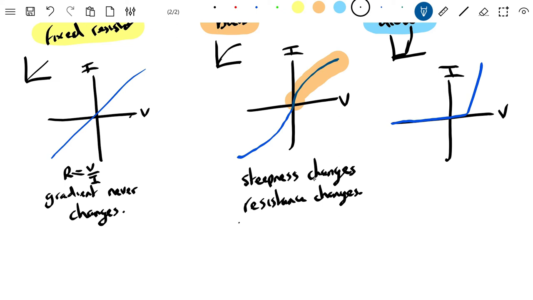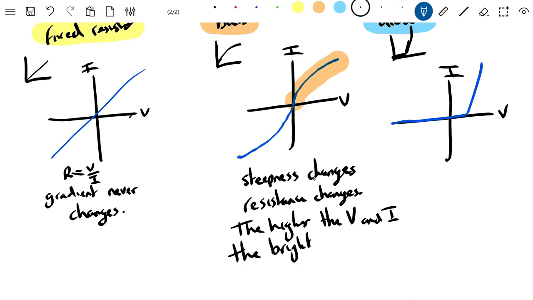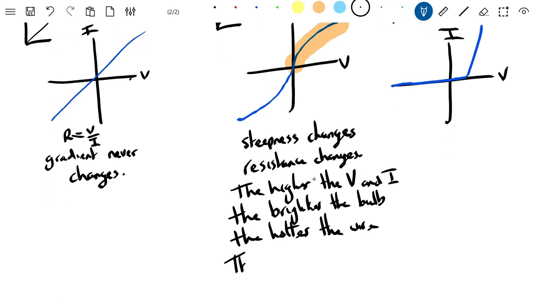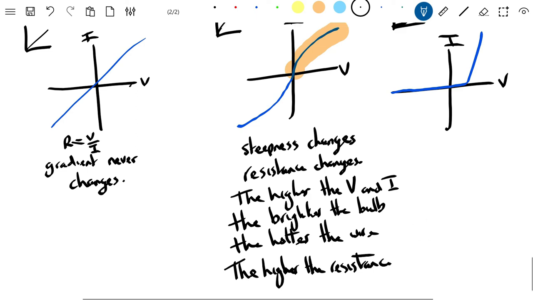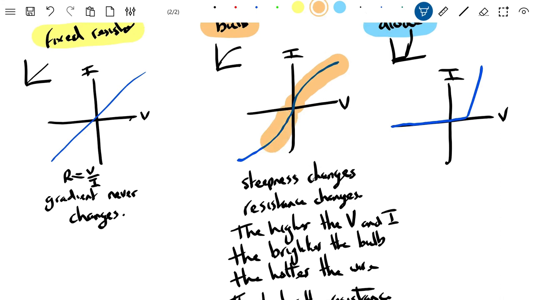So the higher the current and voltage, the brighter the bulb, the hotter the wire inside, and the higher the resistance of that bulb. Okay, and that's exactly the same, identical backwards. So just backwards is exactly the same.